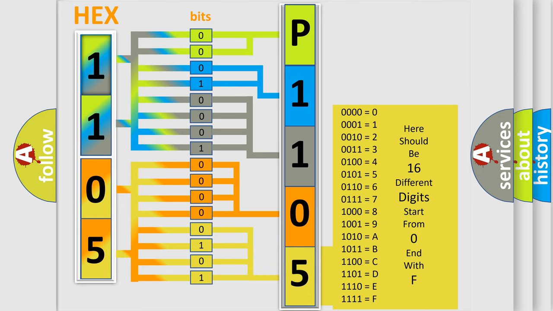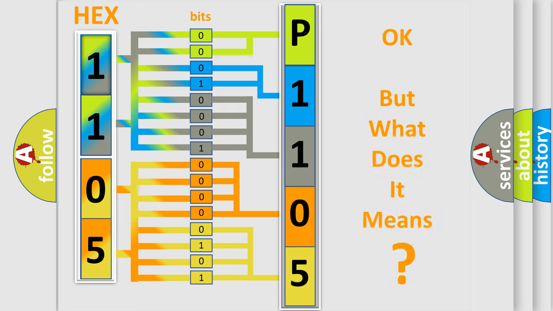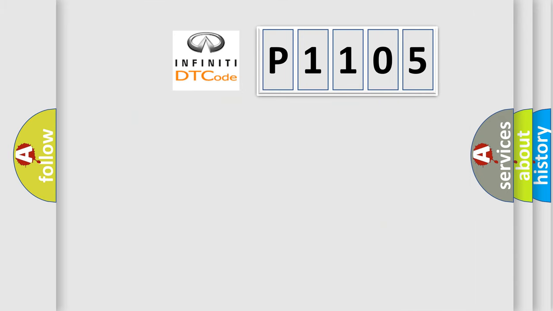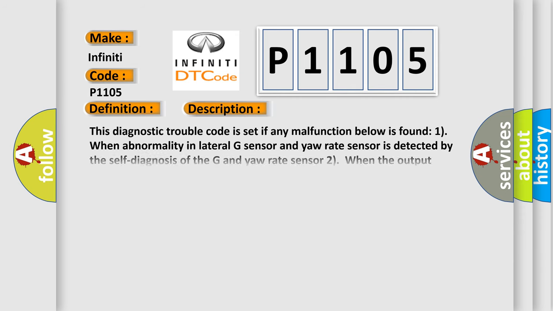We now know in what way the diagnostic tool translates the received information into a more comprehensible format. The number itself does not make sense to us if we cannot assign information to what it actually expresses. So, what does the Diagnostic Trouble Code P1105 interpret specifically for Infiniti car manufacturers? The basic definition is internal abnormality in G and yaw rate sensor. And now this is a short description of this DTC code.